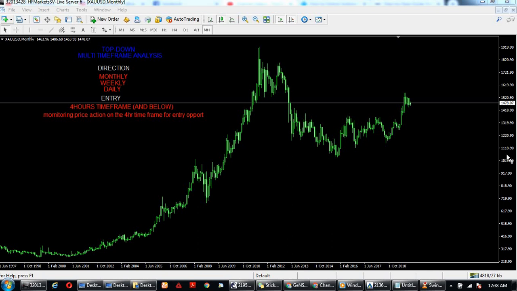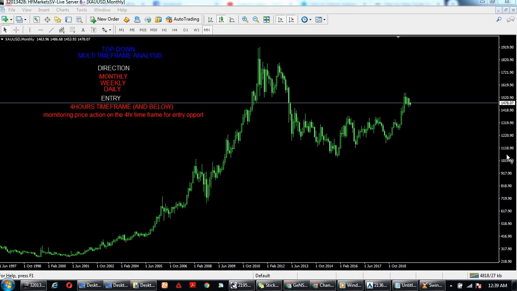So this is simply top-down analysis, and by top-down analysis we mean multi-time frame analysis, where you want to get lots of confluence from different time frames. You want different time frames to be saying the very same thing. Here we get the direction of the market from the monthly, the weekly and the daily time frames, and then we get our entries from the 4 hour time frame and smaller time frames.